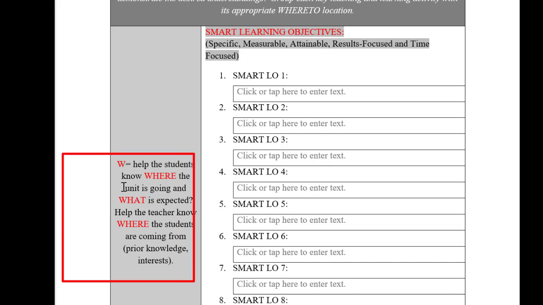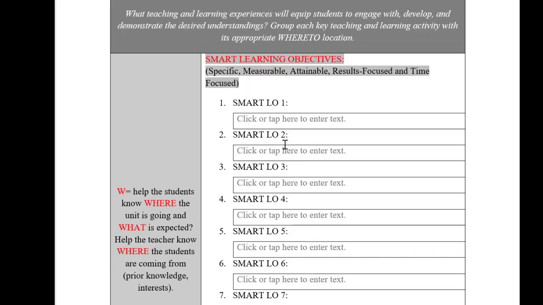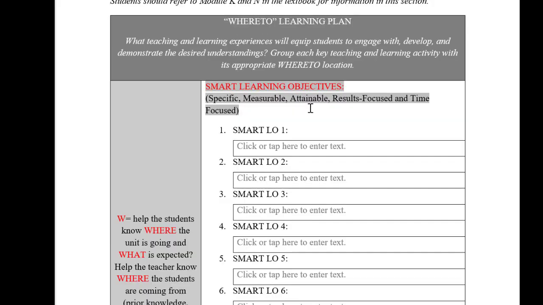The W is to help to know where the unit is going and what you are expecting out of those students. Help yourself or the teacher know where the students are coming from, so any prior knowledge or interest that they may have. And you are going to create your SMART learning objectives. For these to be SMART learning objectives, you need to make sure they are specific, measurable, attainable, so something that they can actually do, results focused specifically, and time focused. How long are you going to give them to do this, and what are you going to be looking for?